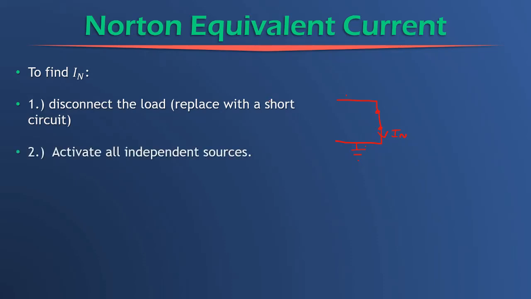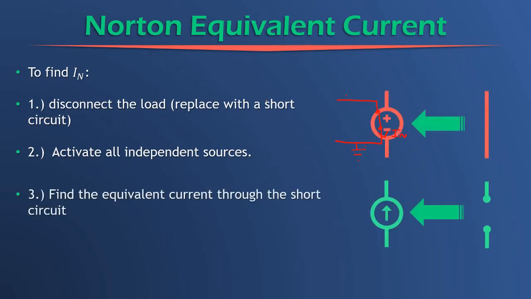Activate all independent sources. So you would then need to ensure that your voltage source comes back into the picture and your current source comes back into the picture. Short circuit for the voltage source, open circuit for the current source. Finally, find the equivalent current through the short circuit.